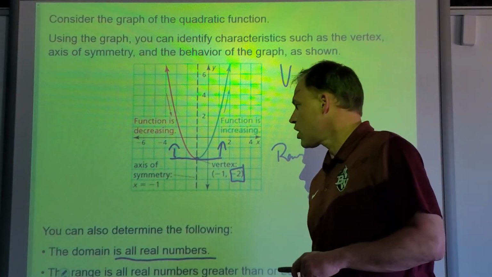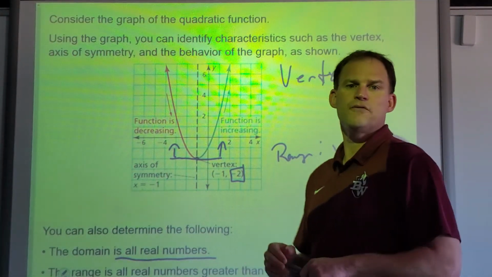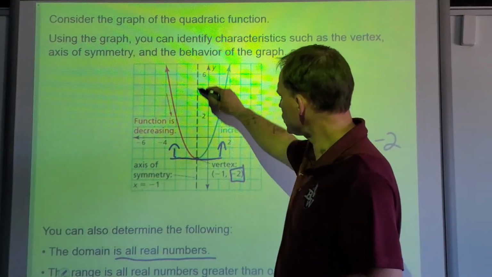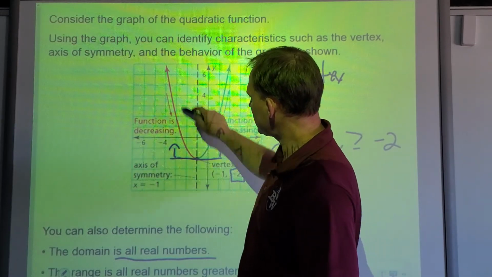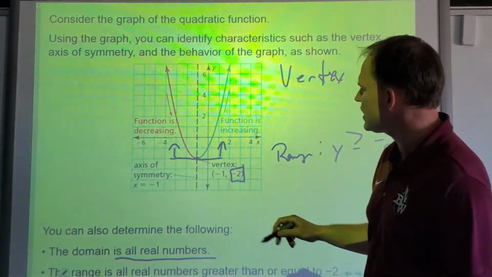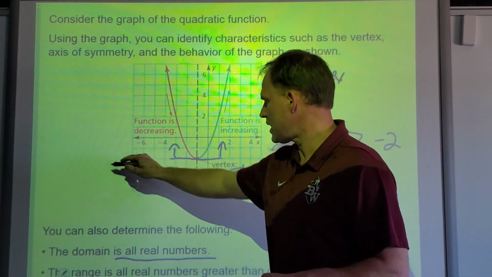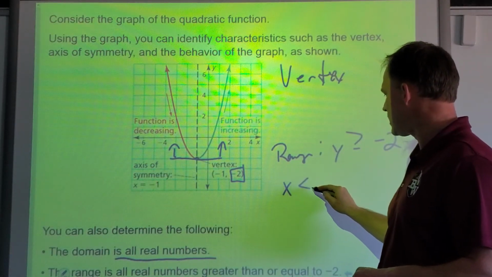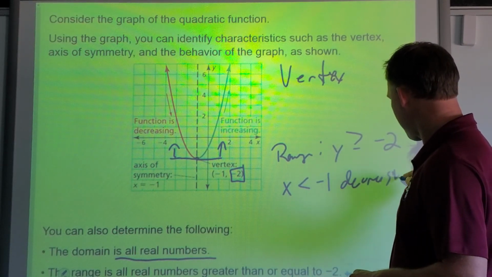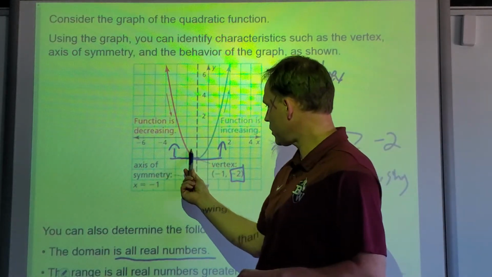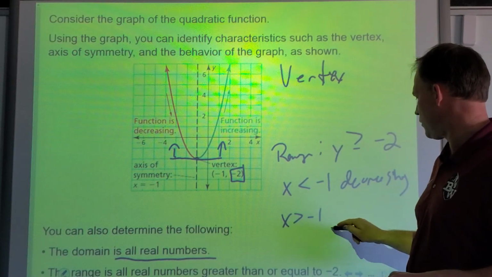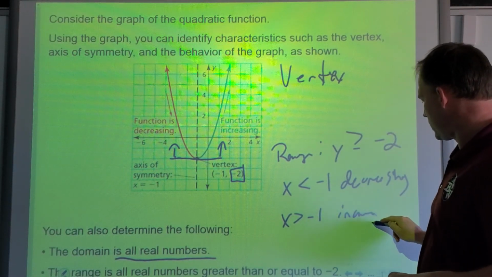All right, so we've got all of those. Now, let's talk about increasing, decreasing. Where is the function decreasing? So here's my axis of symmetry. It's decreasing on the left, but we don't say on the left, all right? What we say is from here, less than. So x less than -1 is decreasing. From here, this side. So this is where it's coming down. When x is greater than -1, it's increasing.